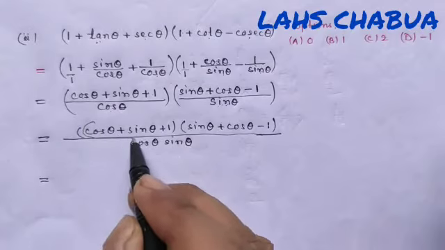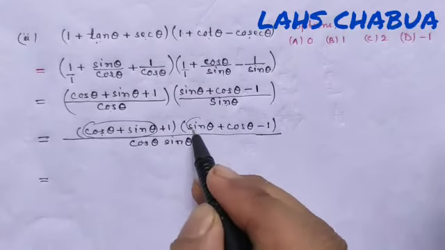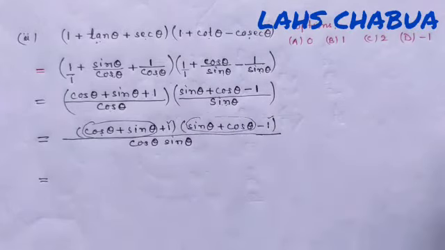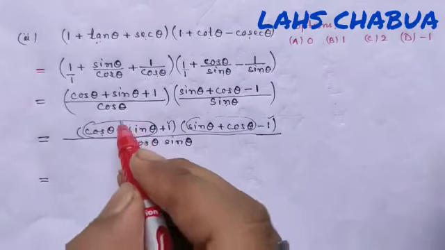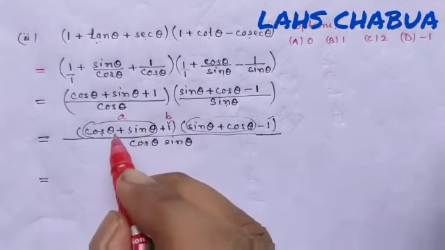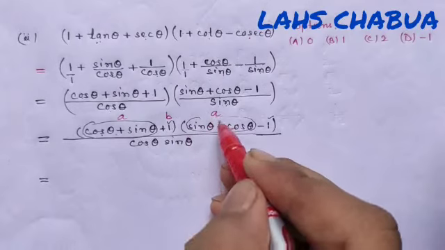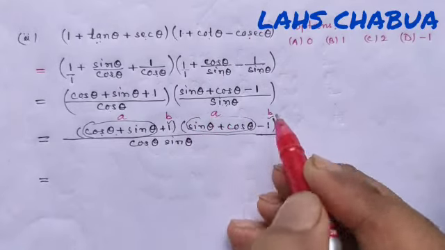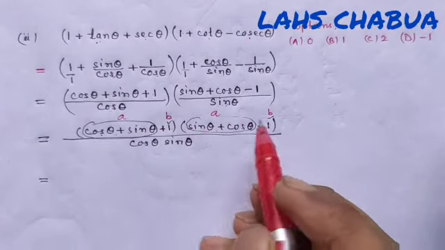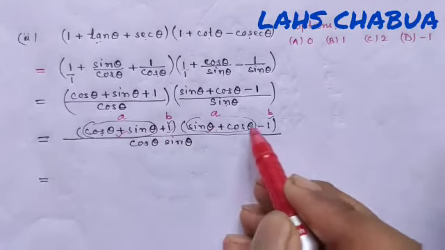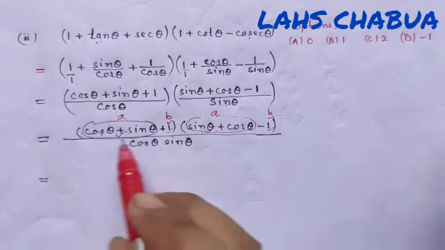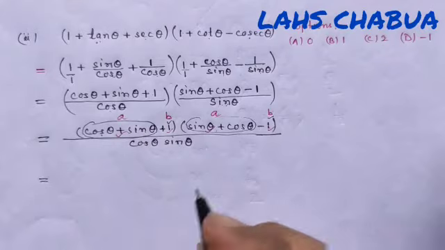See, this term and this term are the same, isn't it? And these two terms are also the same. So we are going to consider these two terms as A and this is B. See, A plus B, and since these two terms are the same, it is also A, and here it is B. So it exists in this form, A plus B, A minus B. The first terms are the same and the second terms are the same, so the answer is A square minus B square.